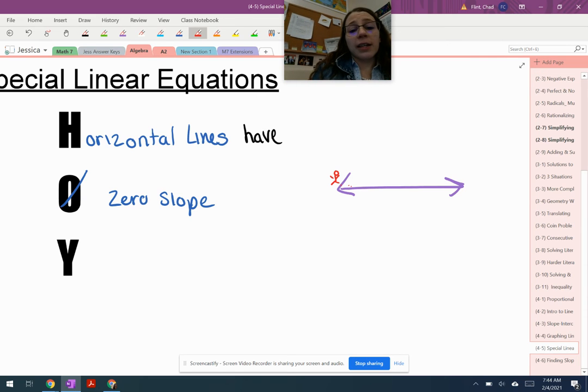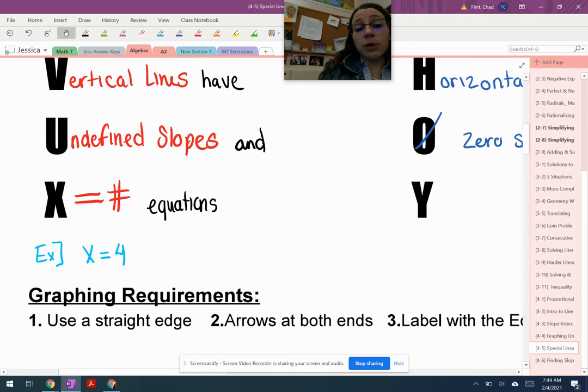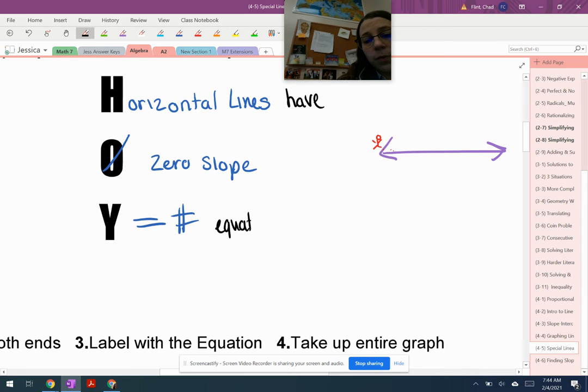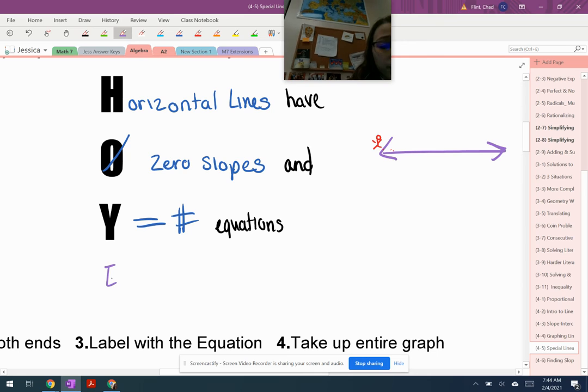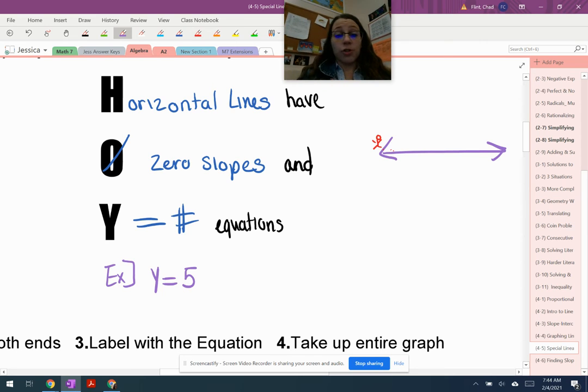So horizontal lines have 0 slopes and, instead of x equals a number equations, they are y equals a number equations. So, for example, y equals a number would look something like y equals 5. That's just y and a number. There's no x or anything involved.